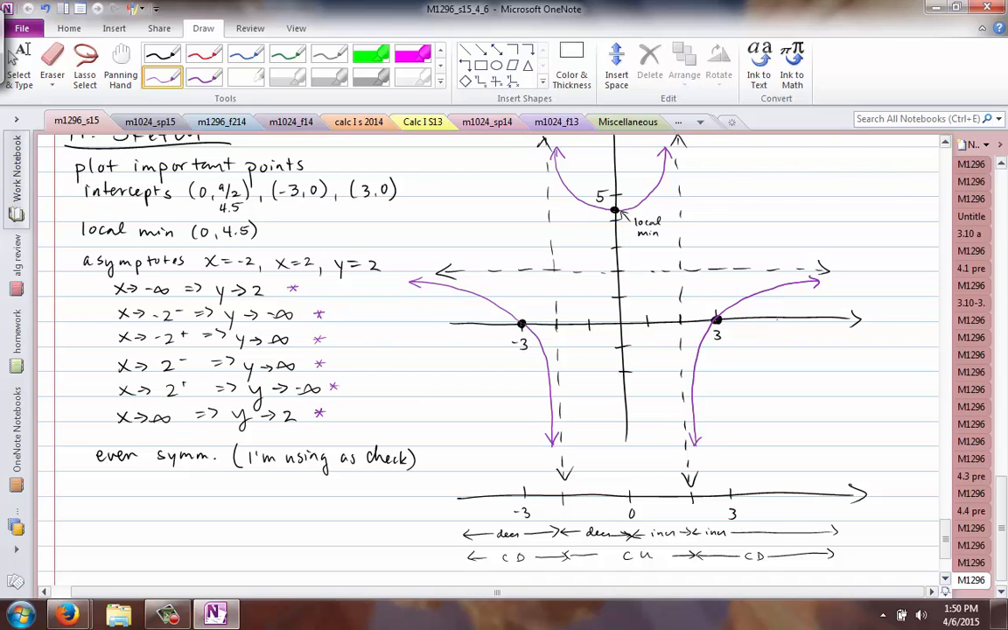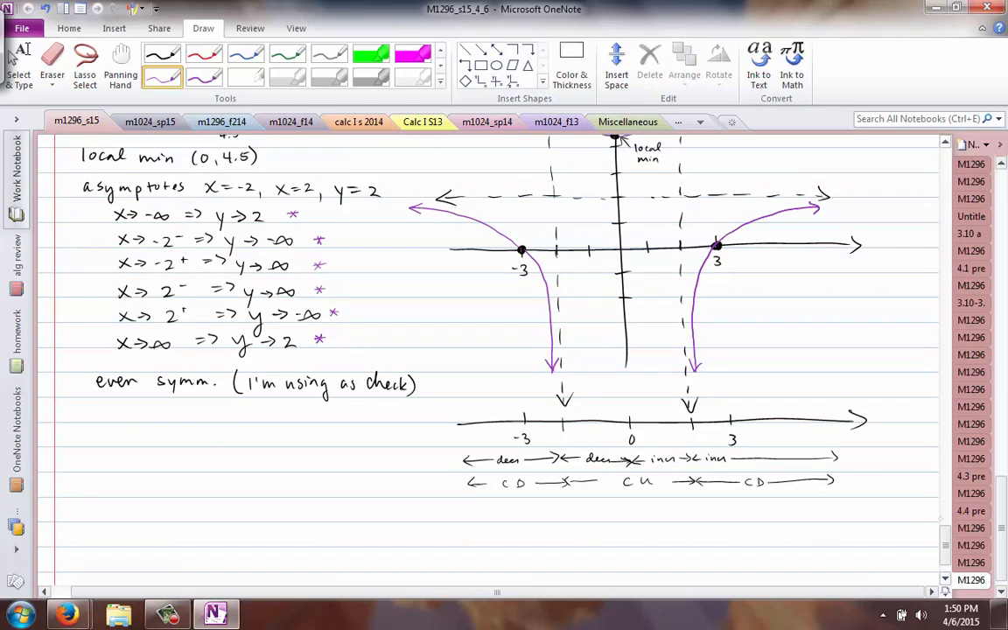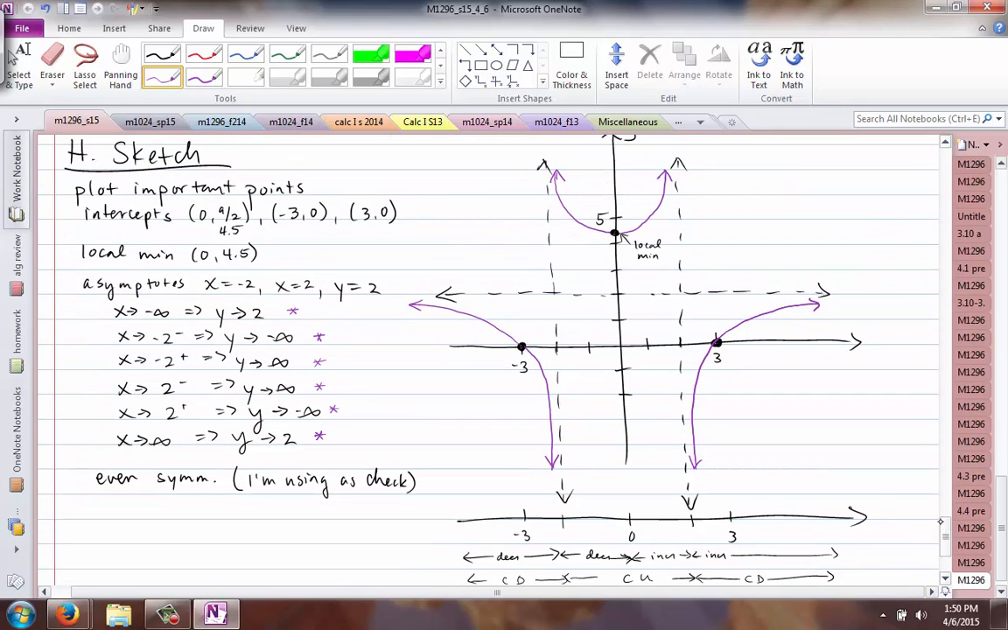So now I'm going to use my symmetry as a check. I have that beautiful even symmetry, so that also gives me some reassurance that I did this right. And that's it. So I will review this in the beginning of class on Wednesday as well.